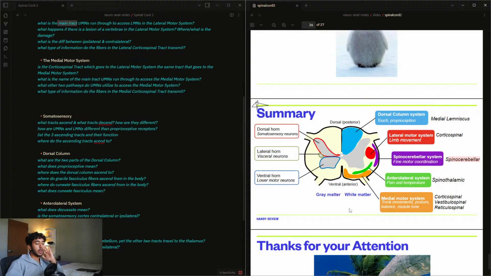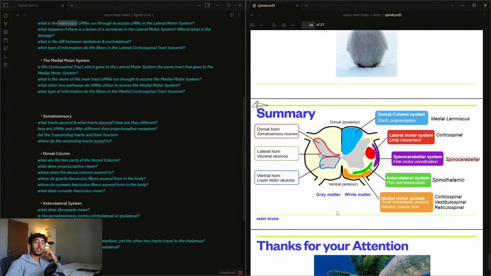So the spinothalamic tract is involved with the anterolateral system. The spinothalamic, anterolateral. The spinocerebellar tract is involved in the... There's anterolateral, then there's what? Okay, it's the spinocerebellar system. Okay, that's fun.